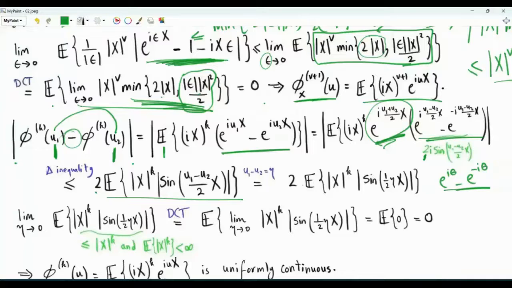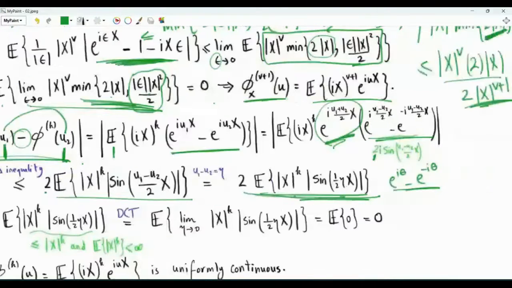Let u1 minus u2 be eta. This is an upper bound on this magnitude as a function of eta, which is the difference between u1 and u2. We want to show that the limit of this expectation as eta tends to 0 is 0. This means that by choosing sufficiently close u1 and u2, this upper bound is sufficiently small, and so this magnitude can be made as small as we wish. So what is the limit of this expectation as eta tends to 0? Can we take the limit inside by applying the dominated convergence theorem? And the answer is yes.